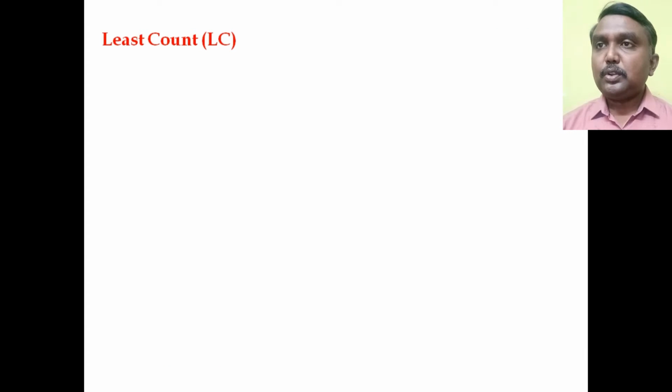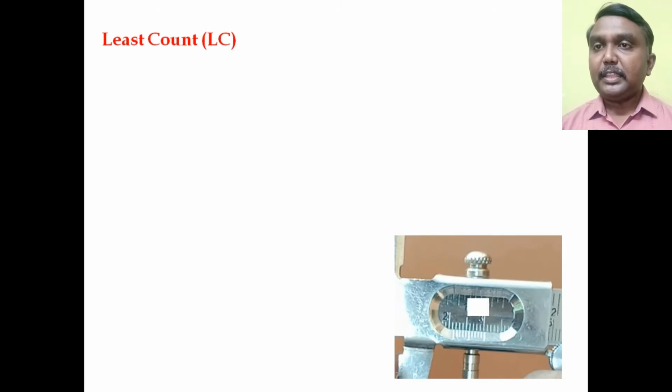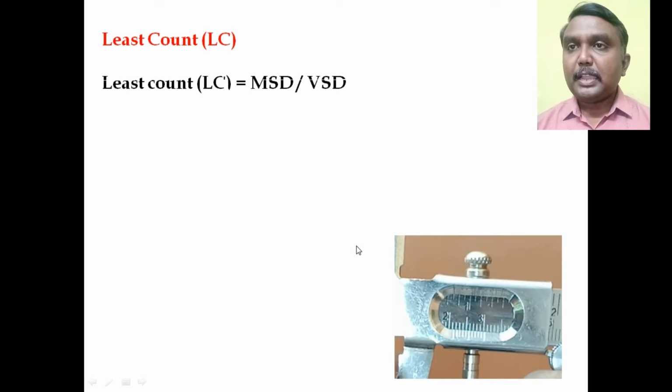First we should know the least count of the vernier scale, and how we calculate the least count. It gives the accuracy of the vernier scale. The least count is calculated based on the formula MSD by VSD, main scale division by vernier scale division.